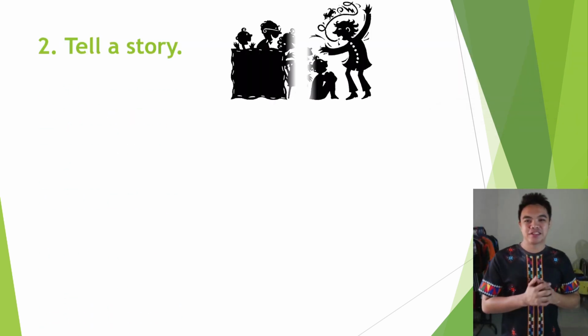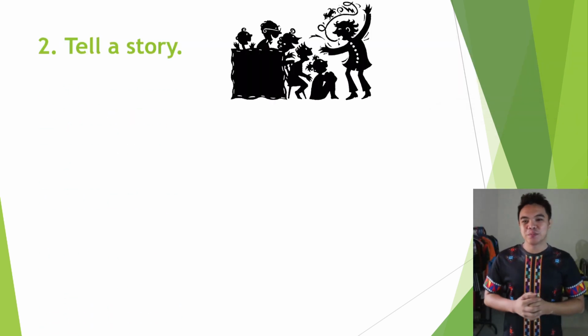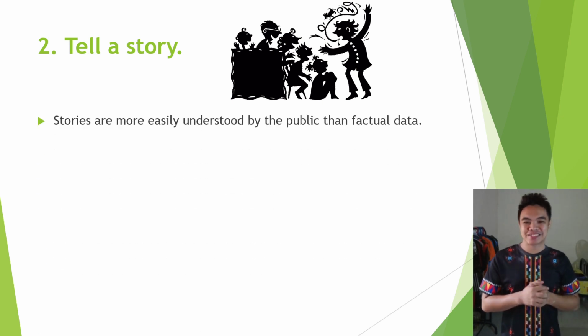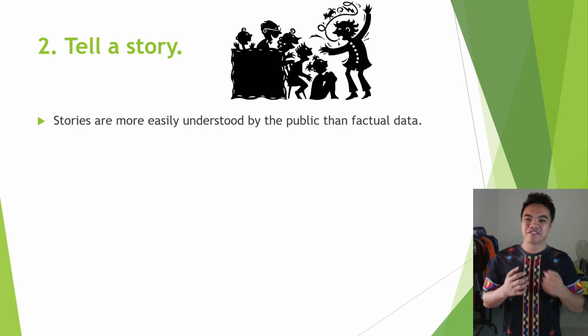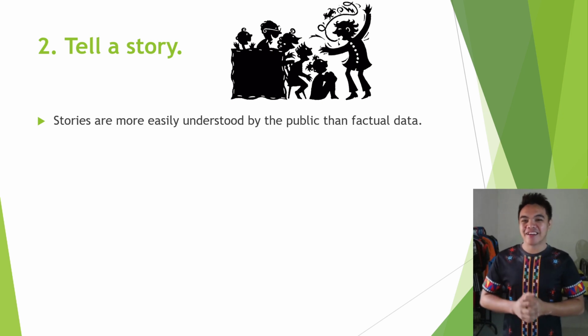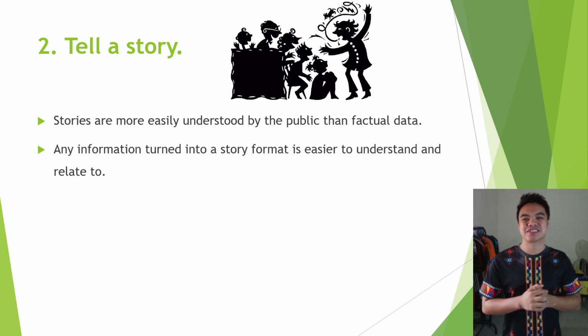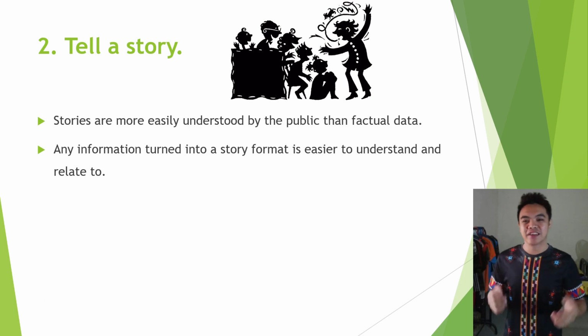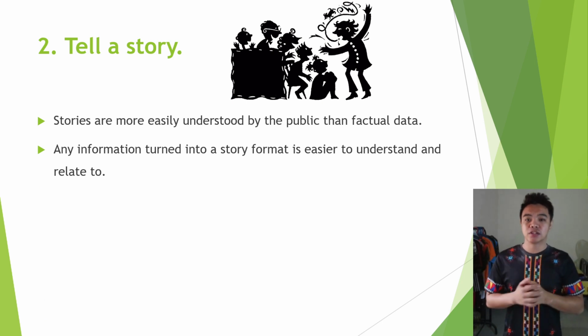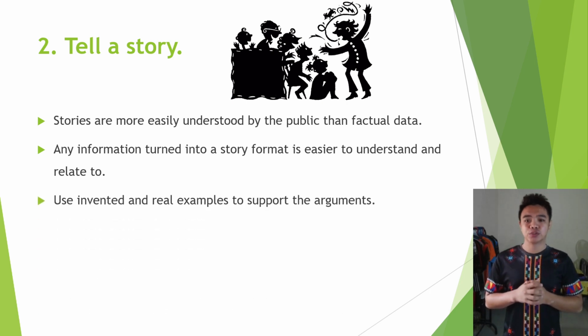The second way is tell a story. Humans take naturally to stories. Stories are more easily understood by the public than factual data. They are an evolutionary adaptation that allows us to pass on our experiences and learn from each other. Any information you can turn into a story format is easier to understand and relate to.